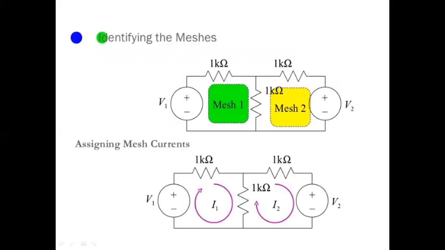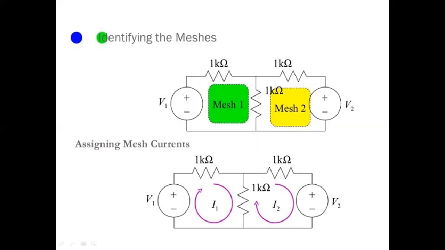So the first is identifying the meshes. In the top figure, we have two voltage sources, V1 and V2, and 3 resistances, each carrying 1 kilo ohm. So here there are two meshes, one is mesh 1 and the second one is mesh 2. Now we have to assign the mesh currents. For the left hand side mesh 1 we assign the current I1, and for mesh 2 we assign the current I2.